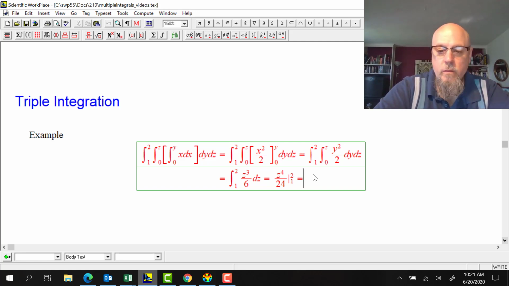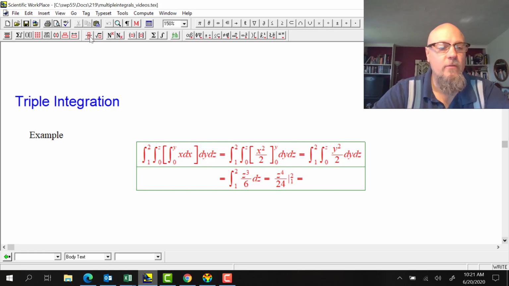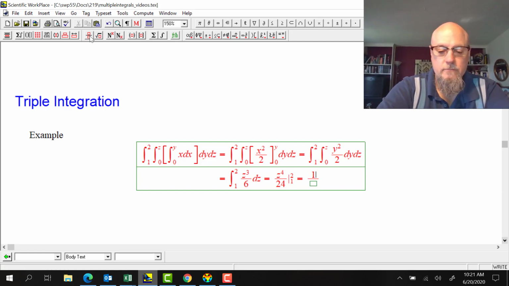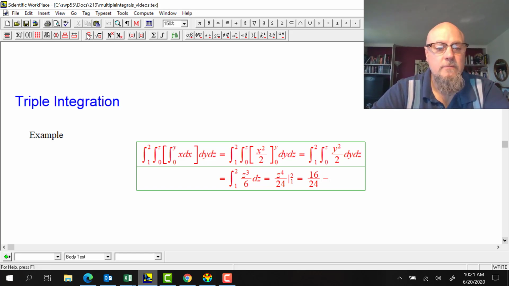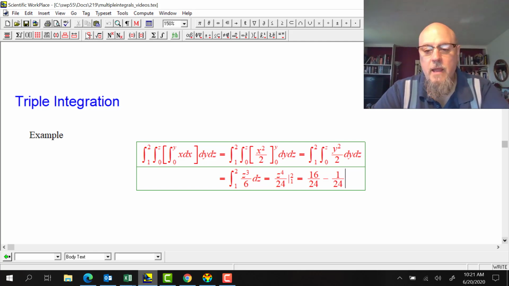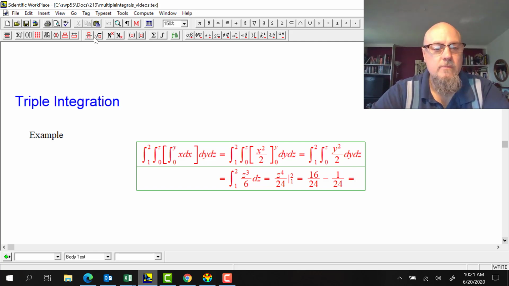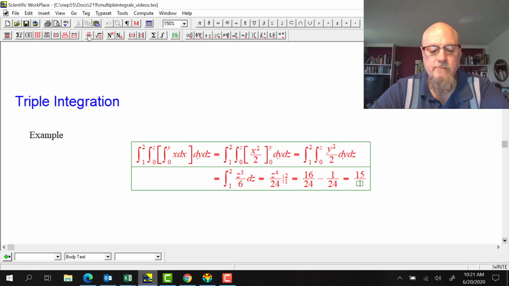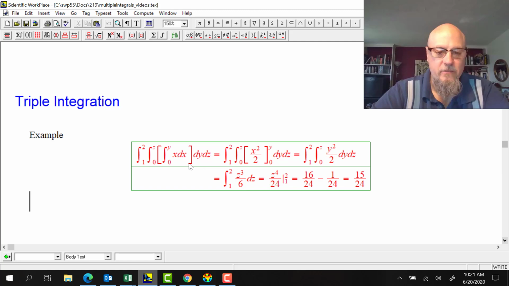So when I sub in 2, I'm getting 16 over 24 minus 1 over 24, and final answer 15 over 24. So the point of this example is that the mechanics of triple integration is exactly the same as you think it is, how we did double integration. But here we weren't imagining any shape, we were just mechanically going through the integrate, sub in the top, sub in the bottom. Let's look at something where we have to think about things.